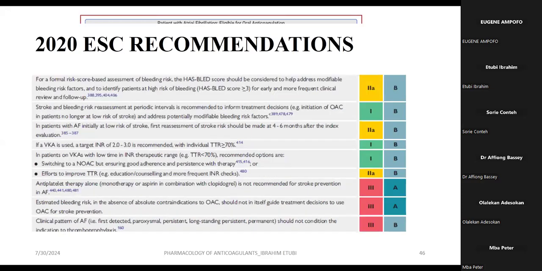So just maybe highlighting some, they're all important. We can look through this, but let me take some. If a vitamin K antagonist is used, a target INR of 2 to 3 is recommended with individual time in the therapeutic range more than 70%. Okay, and then they said antiplatelet therapy alone, monotherapy or aspirin in combination with clopidogrel, is not recommended for prevention of stroke in atrial fibrillation.